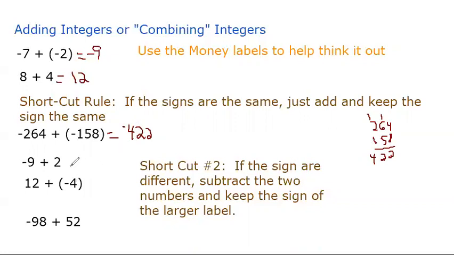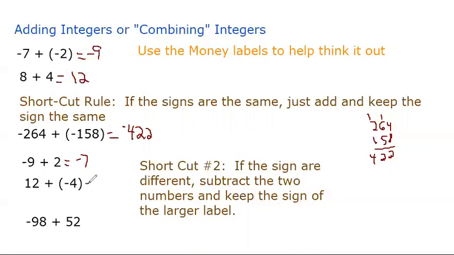So next example I have is, notice the signs are different. So this is a little bit different problem. So I use labels, that's $9 that I owe, and you have $2 of income. So notice that income and debt work against each other. So the $2 can help pay off $2 of debt. So that means I'm going to remove $2 of debt, which is going to leave me with $7 of debt. That would be my math reasoning behind that. So -7 would be the answer there.